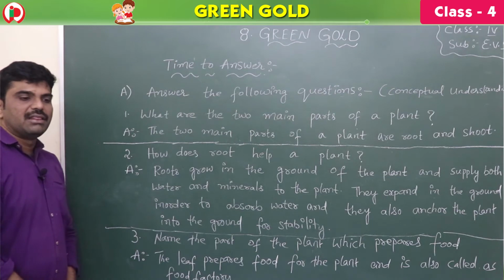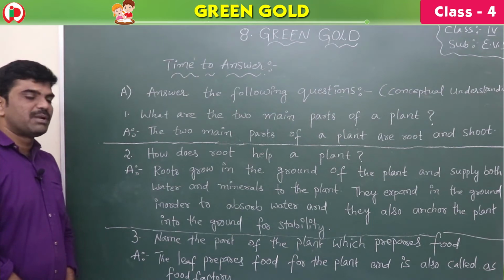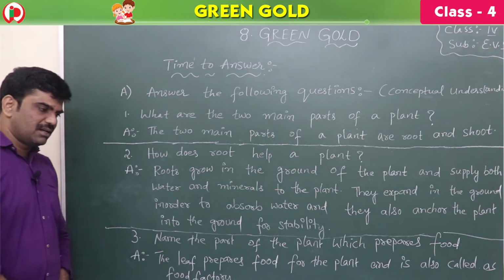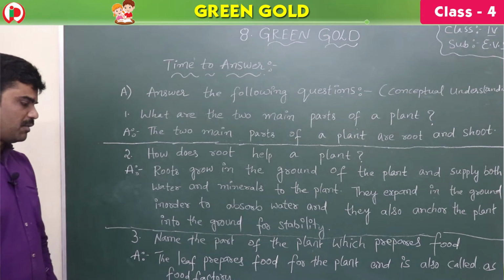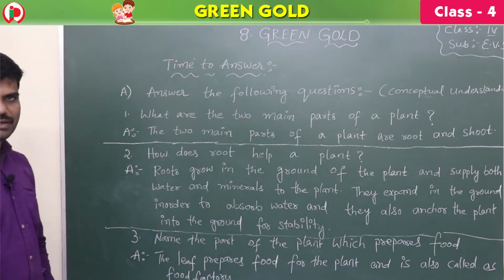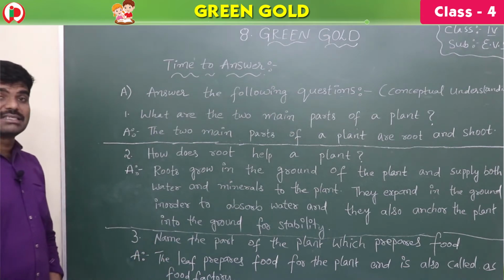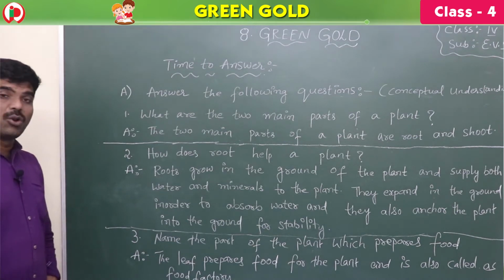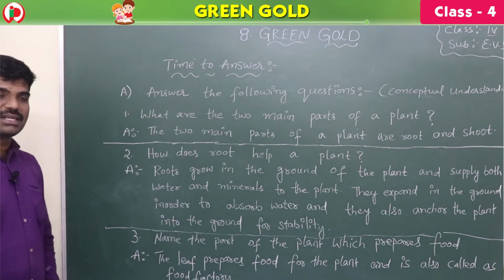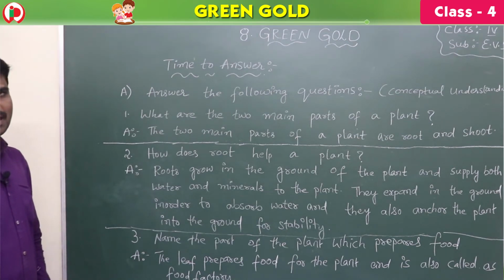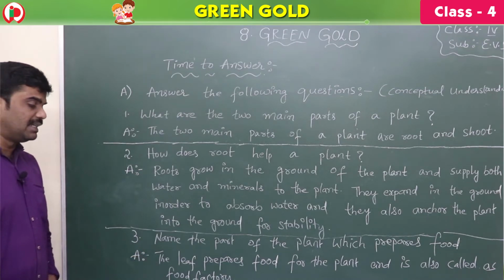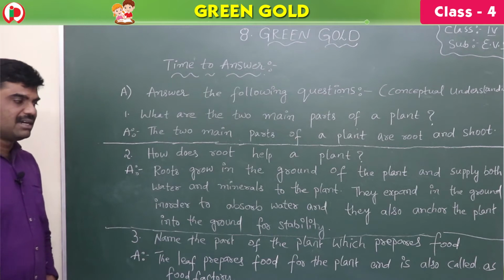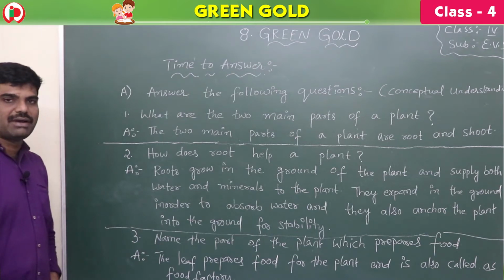Third question, name the part of the plant which prepares food. Children, you know that in which part of the plant prepares food? It is the leaf. The leaf takes the sunlight. The leaf utilizes the carbon dioxide and water and chlorophyll, which is a green color substance, and prepares food by a process called photosynthesis. That is why leaf is called food factory. The leaves prepare food for the plant and it's also called food factory.